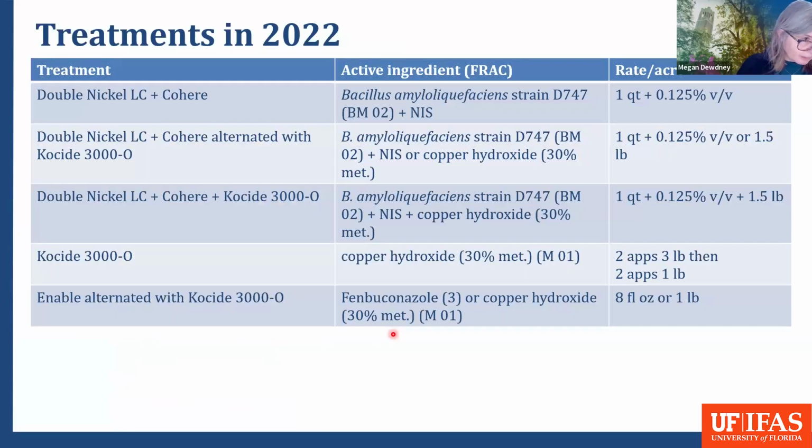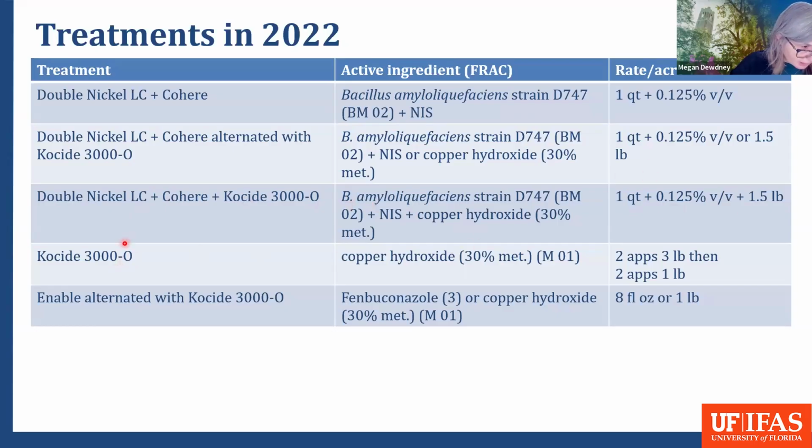What did we look at? Well, we looked at Double Nickel with the surfactant Cohere. This is a Bacillus amyloliquefaciens, and it's a biological, and we used 1 quart per acre. We also alternated that with Coside 3000, again at 1 quart per acre, with 1.5 pounds of copper, and then Double Nickel with the Coside together, with the same rates as above, just at different timings.